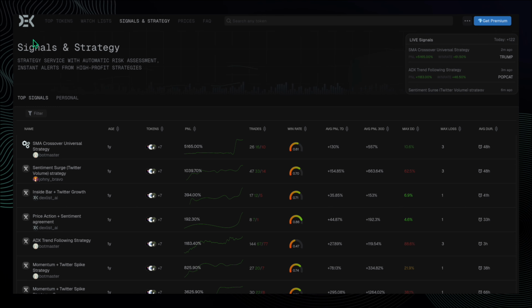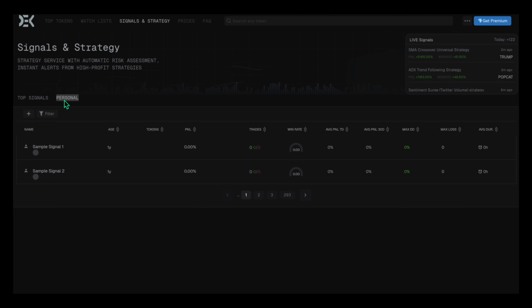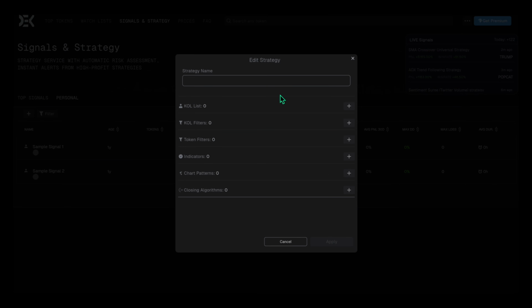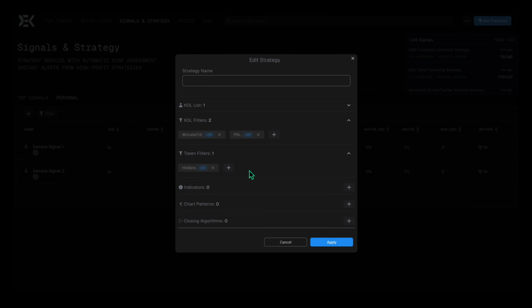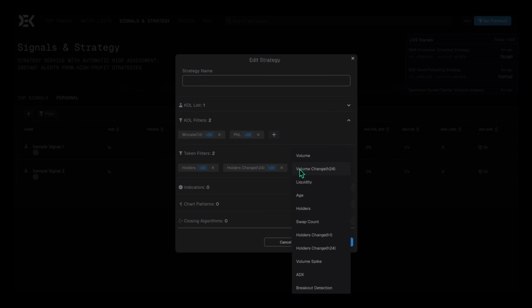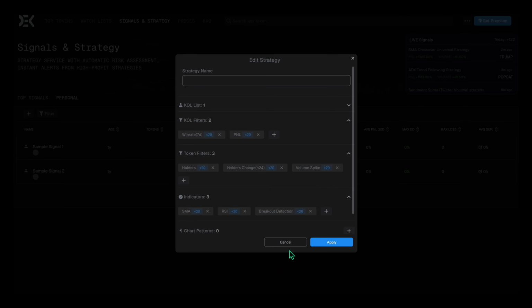Every strategy comes with numbers: win rate, average PNL, drawdown. You can backtest trades to see how it actually performed over time. And yes, you can customize everything: take profit and stop-loss levels, Twitter analysis window, multipliers. So you don't just get plug-and-play signals. You get a strategy builder, where you can design your own setup, tailored to your trading style.